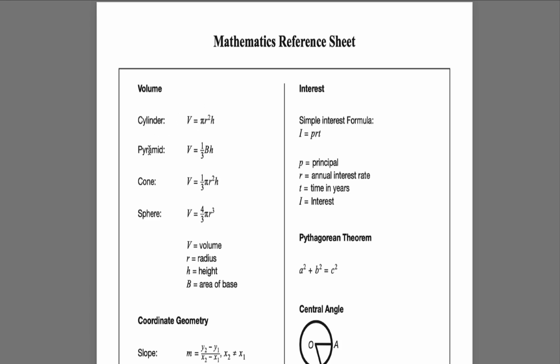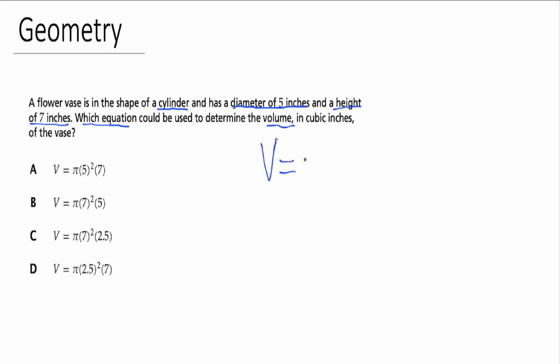They're going to give you the volume for cylinder, pyramid, cone, sphere, and they're also going to give you a key to what all of these variables represent. So let's write our formula for the cylinder. V equals pi r squared times height. Now when I look at my answer choices, notice pi remains a symbol. They did not change it to a numerical value, so we're going to keep pi as is.